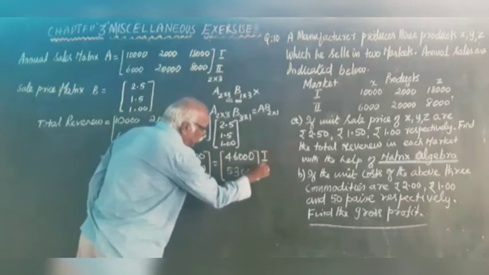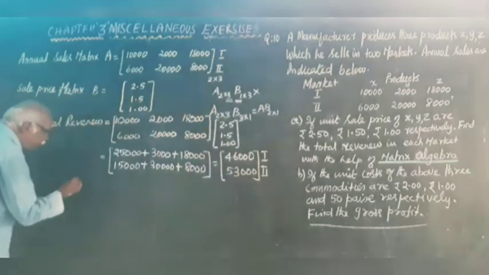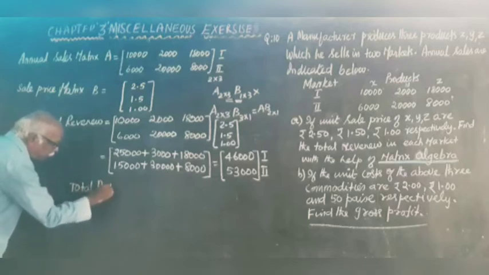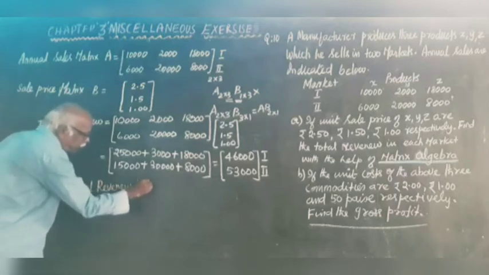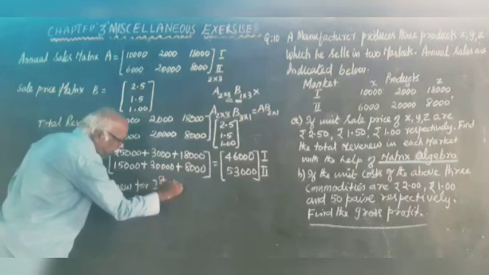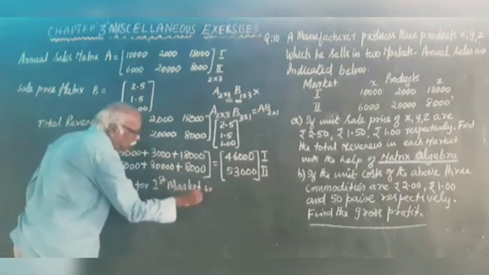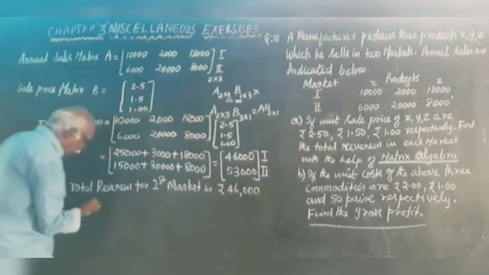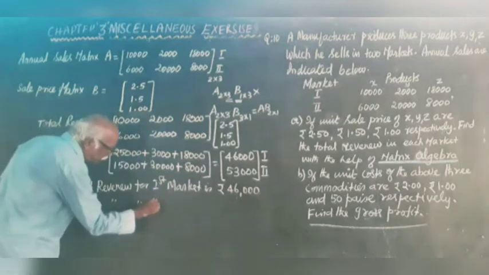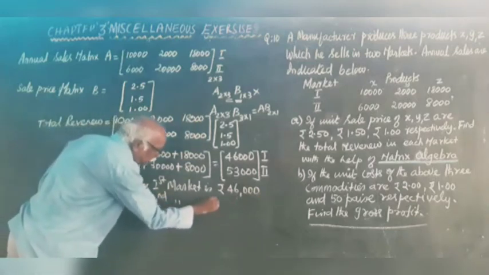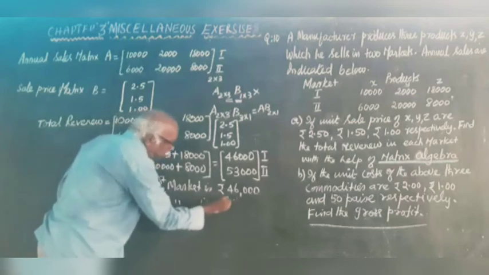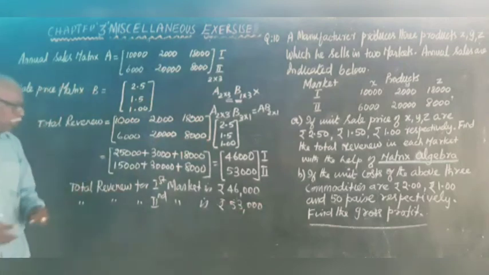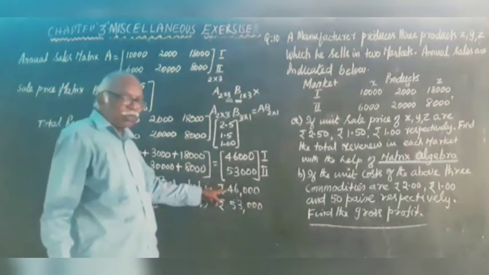This is market 1, market 2. Therefore, total revenue for first market is rupees 46,000. Total revenue for second market is rupees 53,000. So we have found now what is the total revenue of the first market is rupees 46,000.